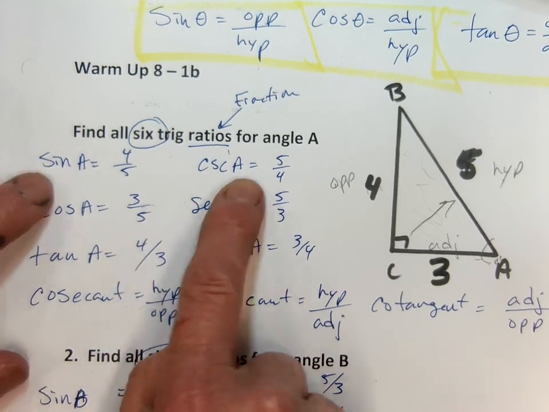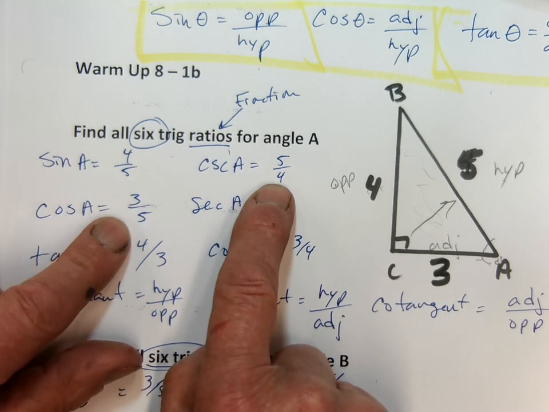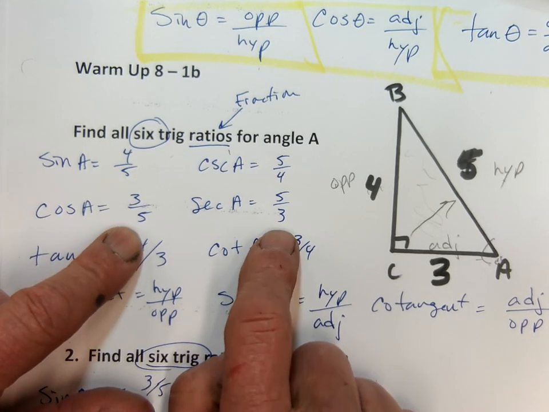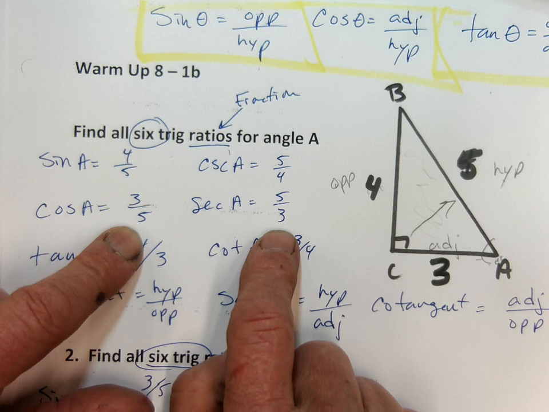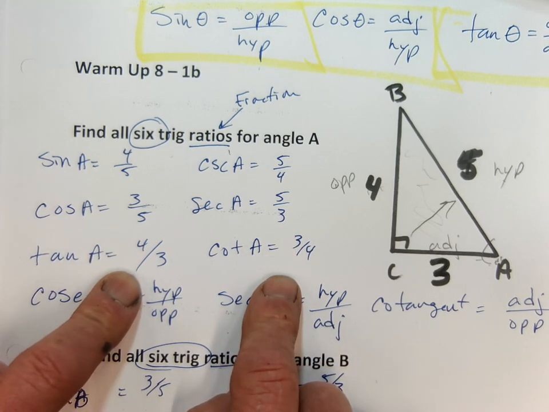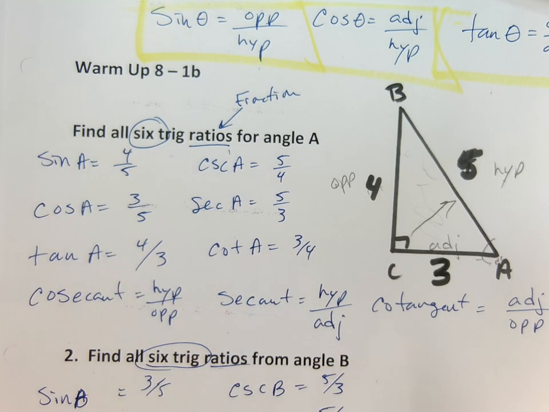So cosecant of A is 5/4, flip it. Secant of A is 5/3, just flip it. And cotangent is just flip it, 3/4. That's all we have. So then we go to angle B, and when we go to angle B, things change.